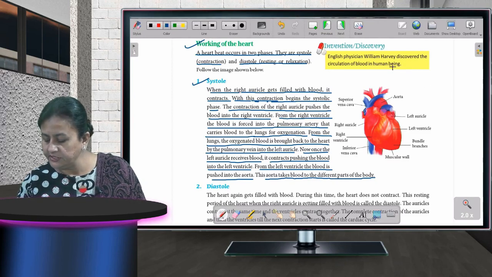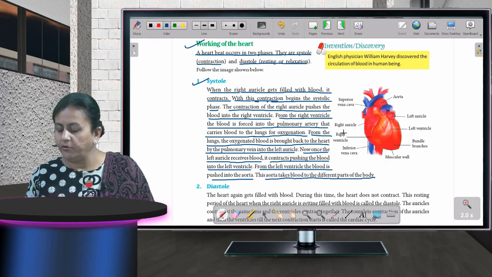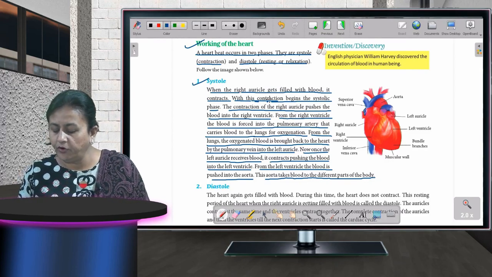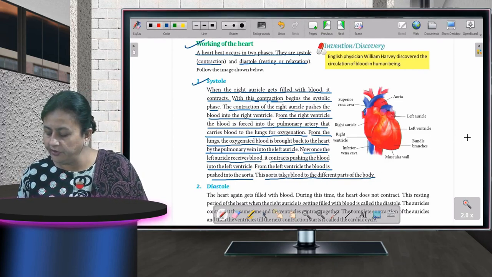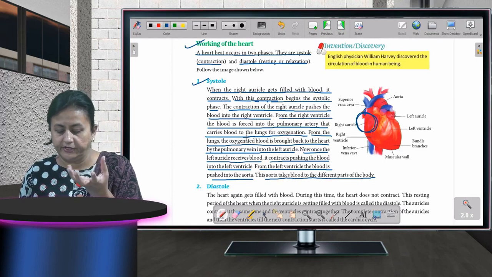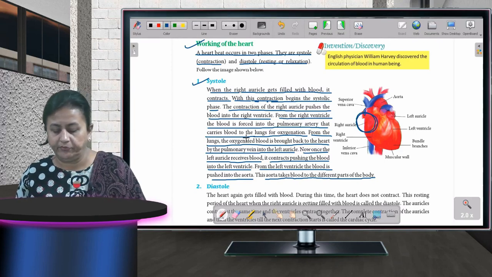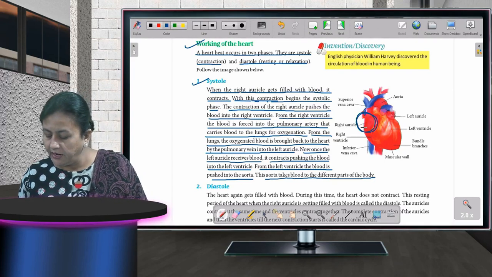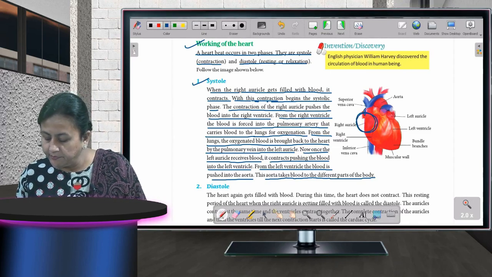Okay, children, you can see this is the diagram of a heart. What is happening? When the right auricle gets filled with blood, where is the right auricle? This one. This is the right auricle. When it is filled with blood, it contracts, it becomes smaller. Now the contraction of the right auricle pushes the blood into the right ventricle. After the right auricle, what happened? The blood is pushed into the right ventricle.